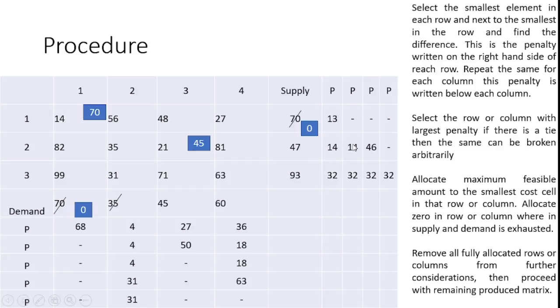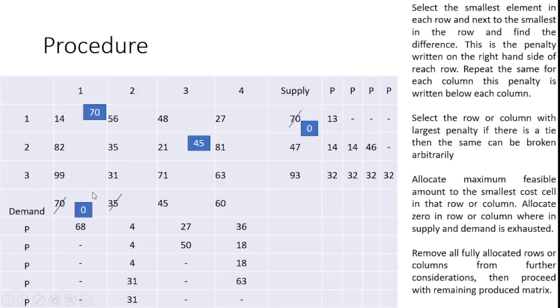I can write on the right-hand side of the row here: 35, the difference between 35 and 21 is 14, and the difference between 31 and 63 is 32. Likewise, I can perform the same thing column-wise.